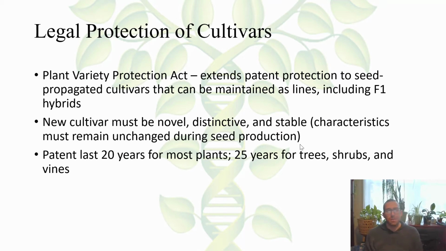The last thing we're going to talk about is legal protection of cultivars. So there is the Plant Variety Protection Act, which extends patent protection to seed propagated cultivars that can be maintained as lines, including hybrids. A new cultivar must be novel, distinctive, and stable, so their characteristics must remain unchanged during seed production. And your patent lasts for 20 years for most plants, 25 years for trees and shrubs and vines.